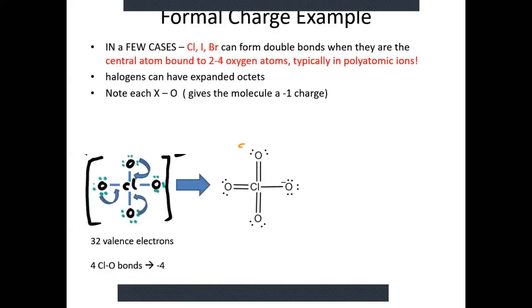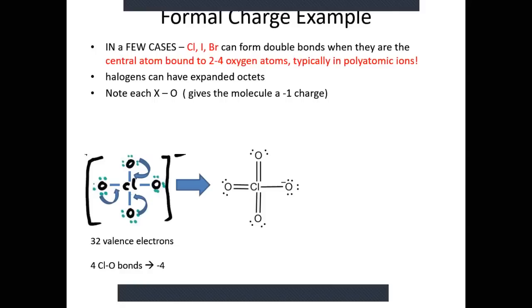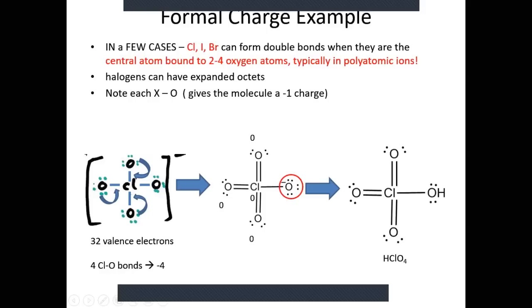So this is a zero formal charge. This is a zero formal charge. This is zero formal charge. And this is zero formal charge. And so that's the preferred Lewis structure of perchlorate. This should only have one single bond oxygen atom. Then when you draw the acid, for example, perchloric acid, the hydrogen attaches to the single bond oxygen atom.